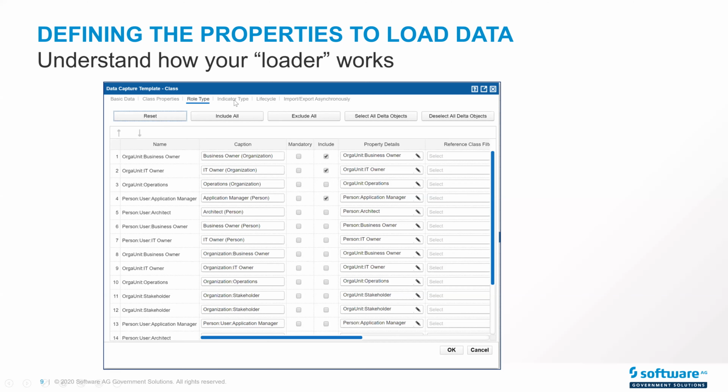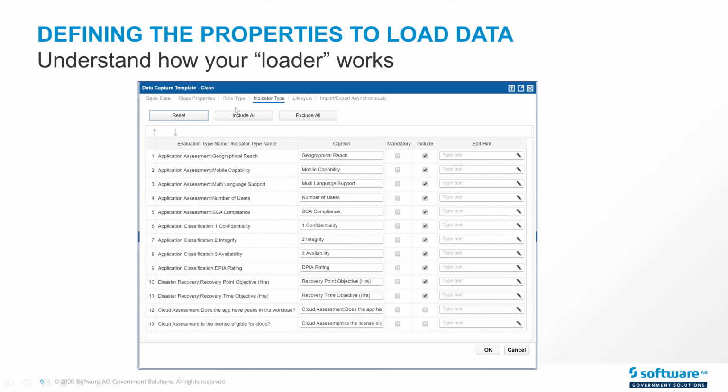The next screen I'm going to look at is the indicators. These are the qualitative or quantitative descriptors for the application. For example, what's the geographical reach of this application? Is it global? Is it regional? Is it local? That might be a good language there. What's the number of users that typically use this application, or what can it support? That's an item field there.